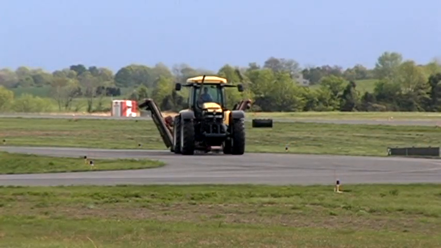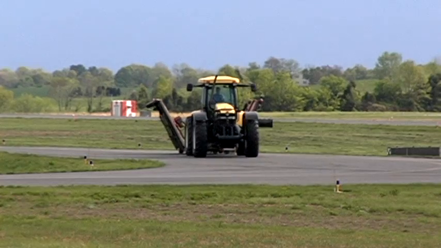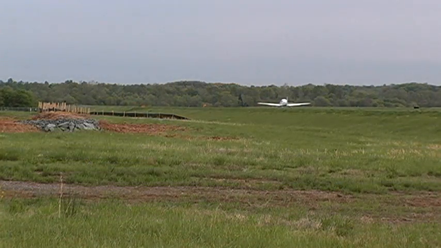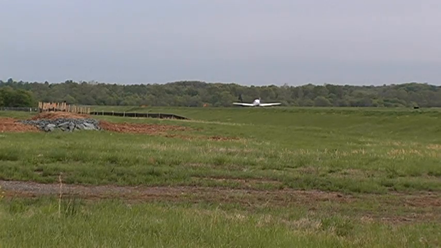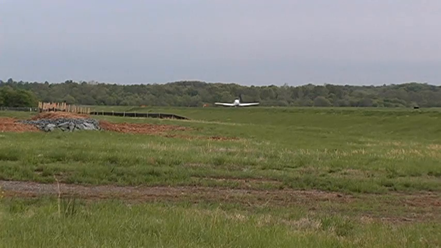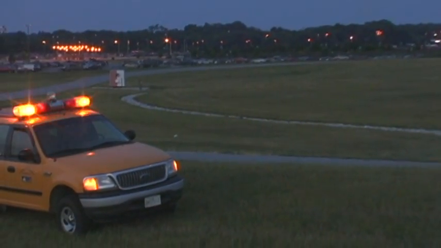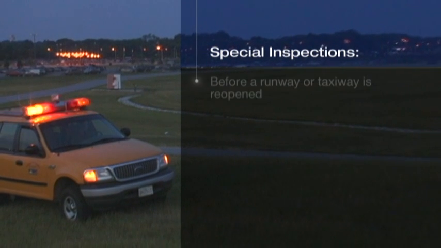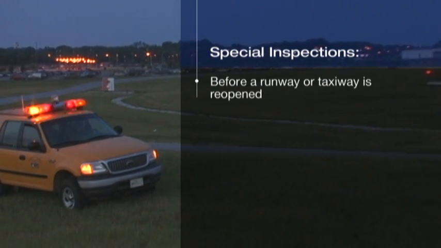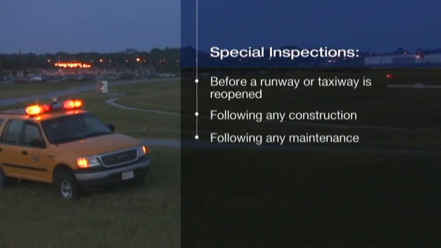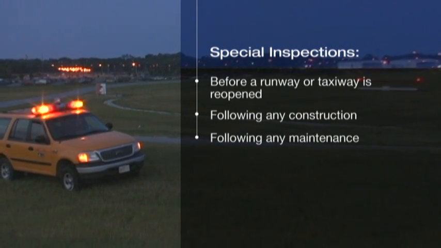Construction and maintenance operations can cause very real safety problems. Contractors have been known to quit work for the day, leaving piles of dirt, open trenches, tire ruts in the safety area, or even manholes uncovered. Maintenance workers have also been known to compound existing hazardous conditions. So a special inspection should be conducted just before a runway or taxiway is reopened, following any construction or maintenance that has been performed in or around that safety area.